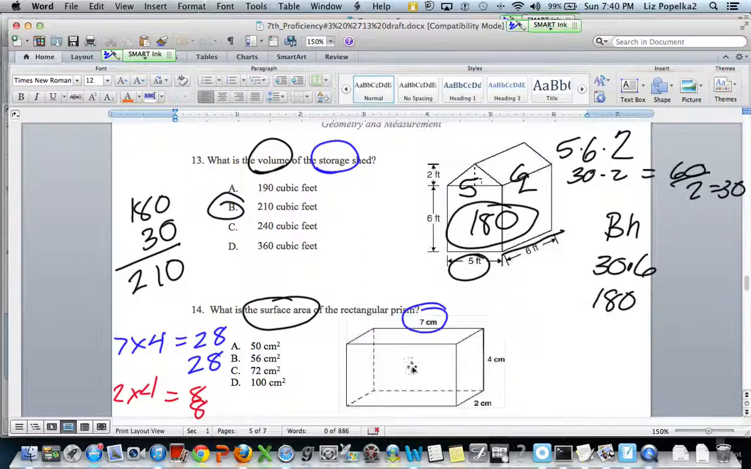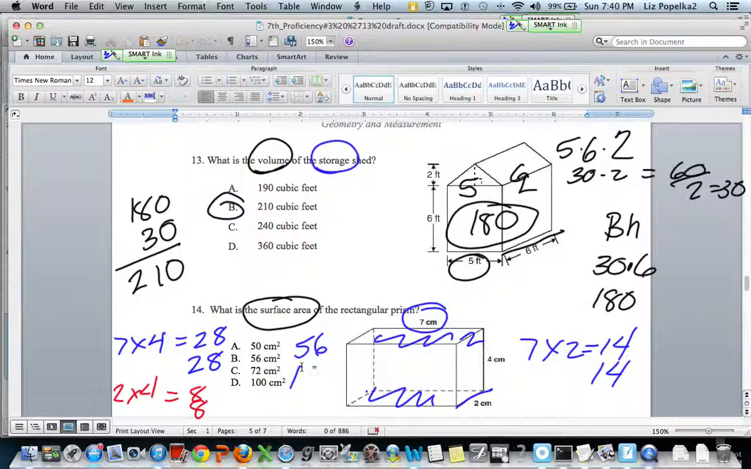we've got to do the top and the bottom. So it's 7 wide. And then if this is 2, that means that that has to be 2. So 7 times 2 is 14. And of course, the top and the bottom have the same area. So 28 plus 28 is 56.